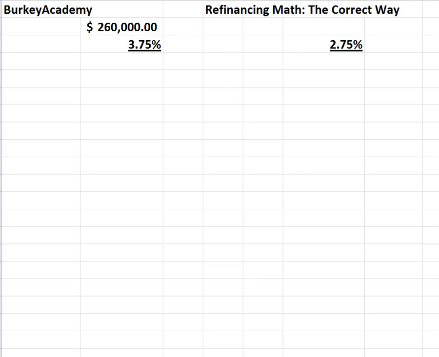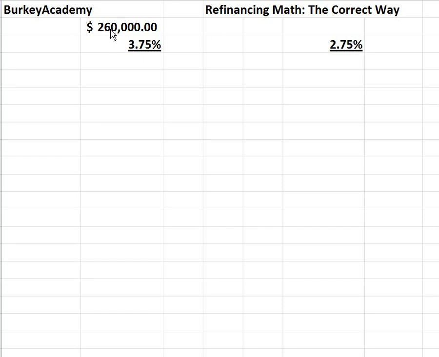Now I'm doing this because every time I talk to someone who is trying to make this decision, even if I'm talking to people who work for banks, they do it the wrong way, and I find this an unnecessary mistake. First I'm going to show you the wrong way, and then I'll show you the right way.